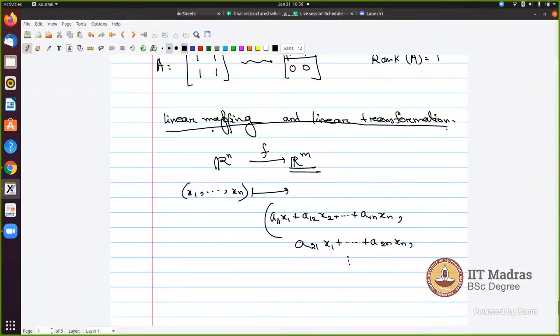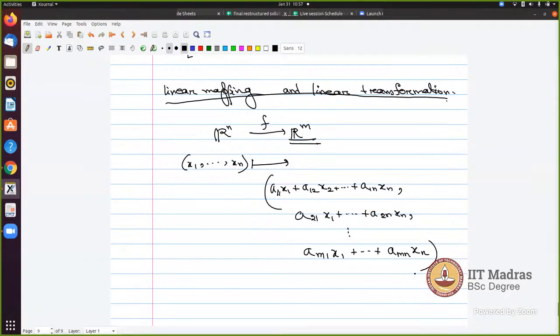And there is another perspective that I will come to. Okay. So basically, this type of mapping is called linear mapping. If I take some vector from Rn, then the linear combination of the coordinates of that vector will give me the image of that vector. If such a map exists, then that map is called a linear mapping.